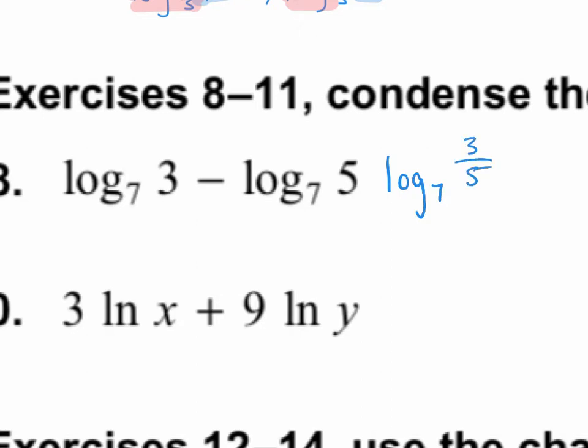Perfect. We divide. So log base 7 of 3 over 5. So remember, when you condense, you want to just condense it to have one log. So you only need that word log one time. Any questions here? All right, number 10. How do we condense it? What should we do first?